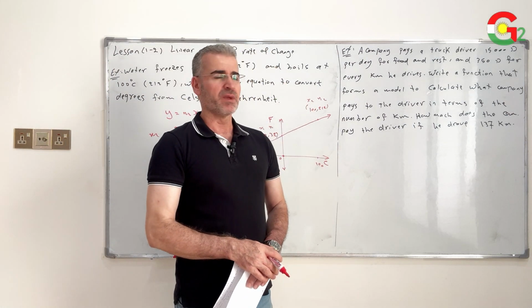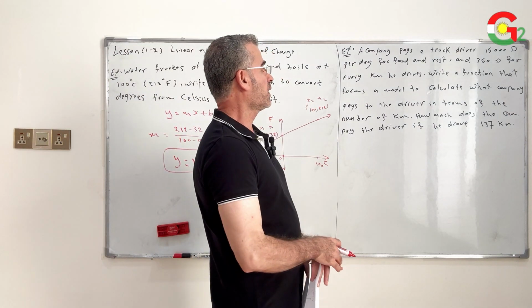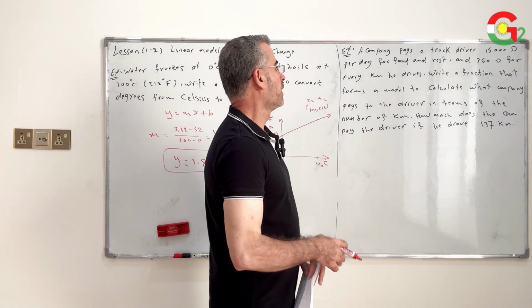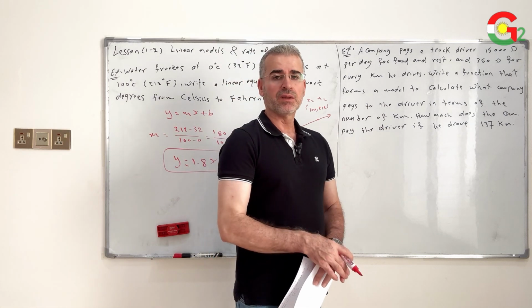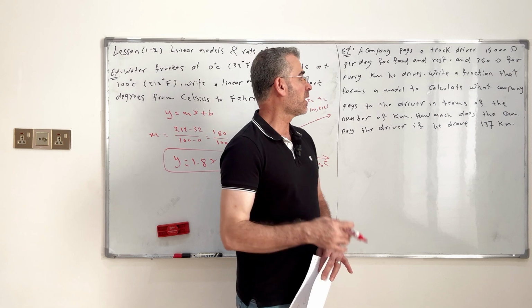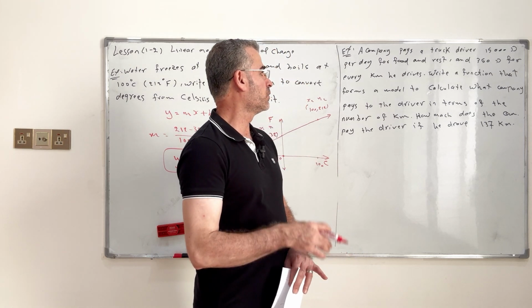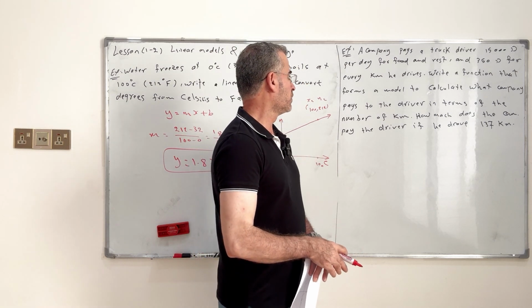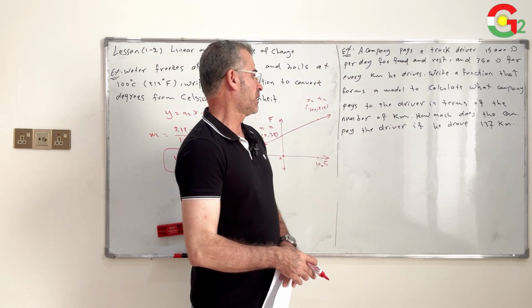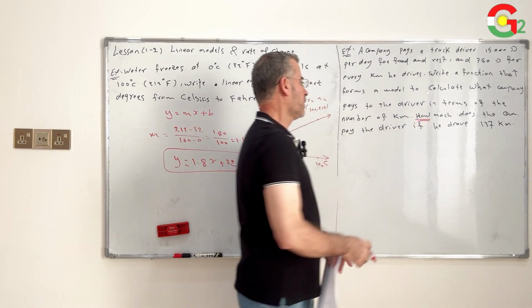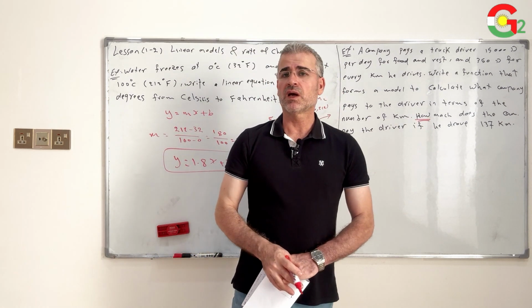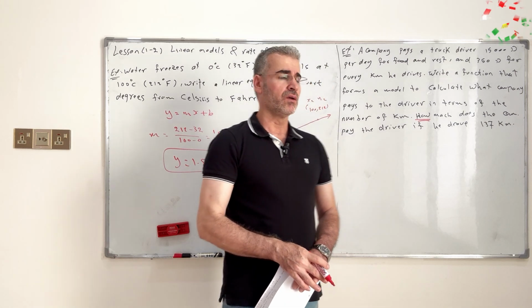Another word problem example: a company pays a truck driver 15,000 dinar per day for food and rest, and 350 dinar for every kilometer he drives. Write a function that forms a model to calculate what the company pays the driver in terms of the number of kilometers. Then, how much does the company pay the driver if he drove 137 kilometers?